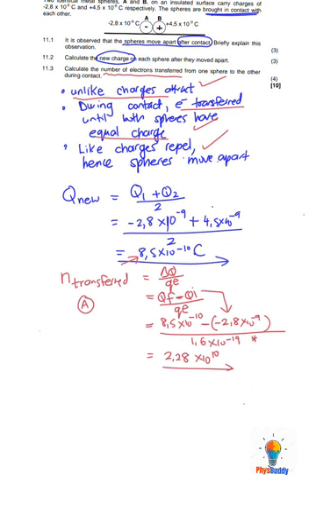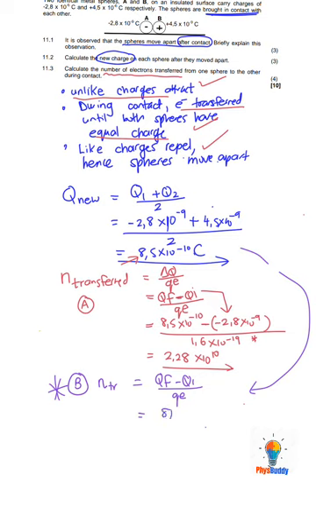Now just to show you that if I used sphere B, I would get the same answer. If I want the number of electrons transferred, then I would take Q final minus Q initial all over QE, and this time we are using B. So we said that B's final charge was also 8,5 times 10 to the minus 10, and B's initial charge, if we go back to the question, is 4.5 times 10 to the minus 9, all over 1.6 times 10 to the negative 19. And when we put that into our calculator, we would end up with the same answer, 2,28 times 10 to the 10.